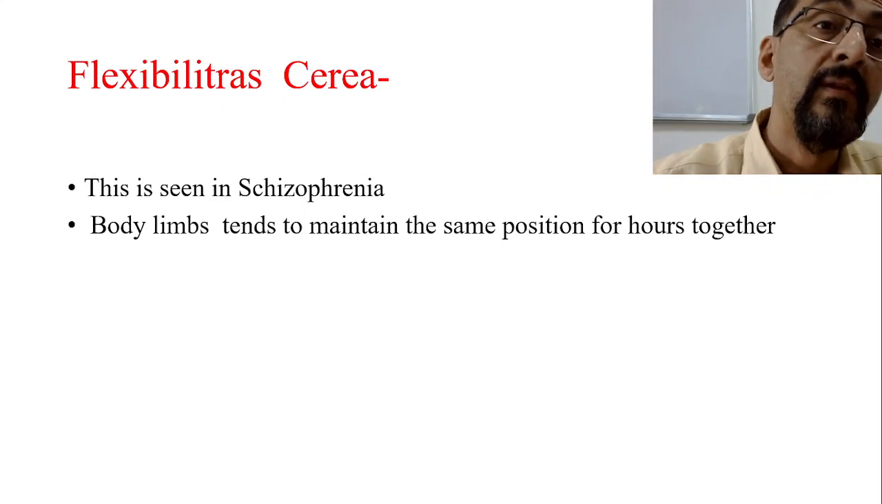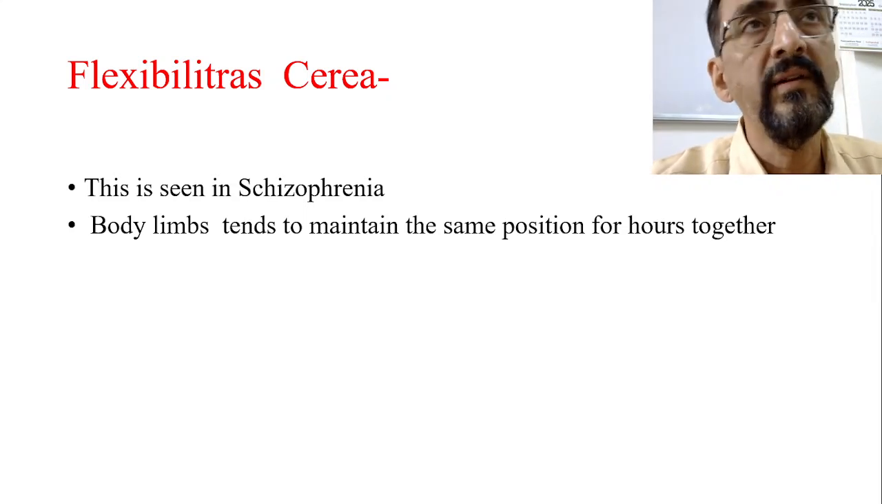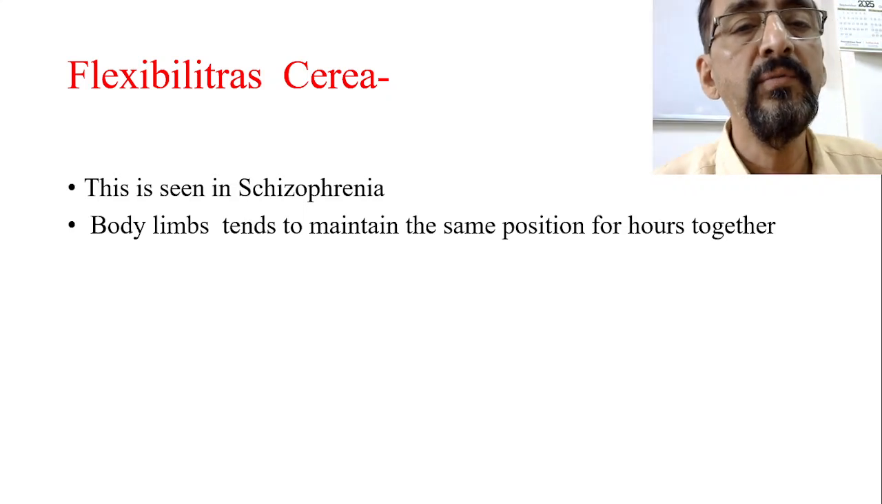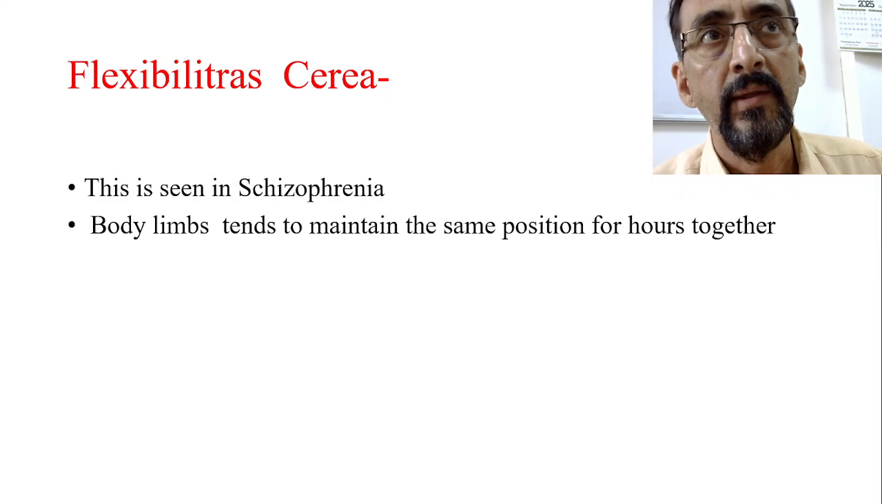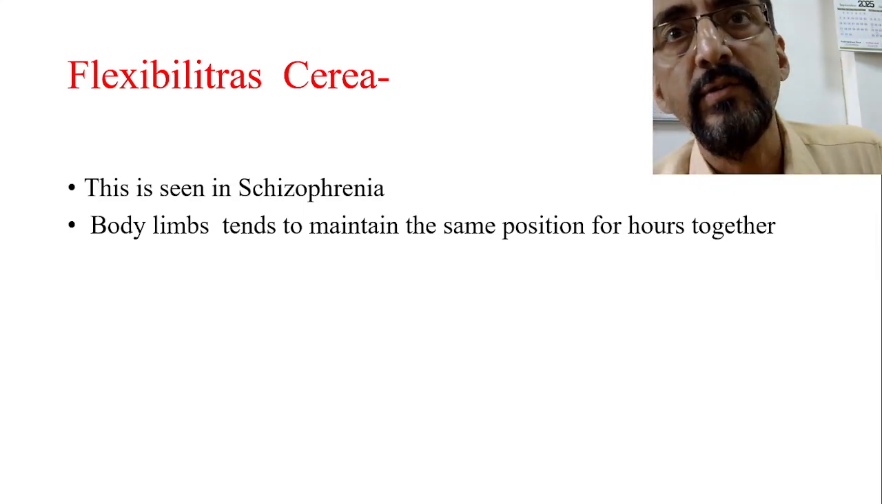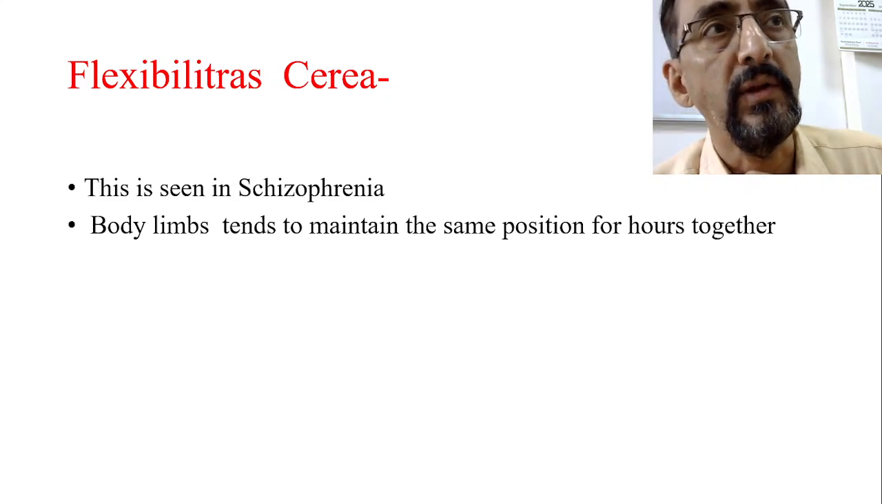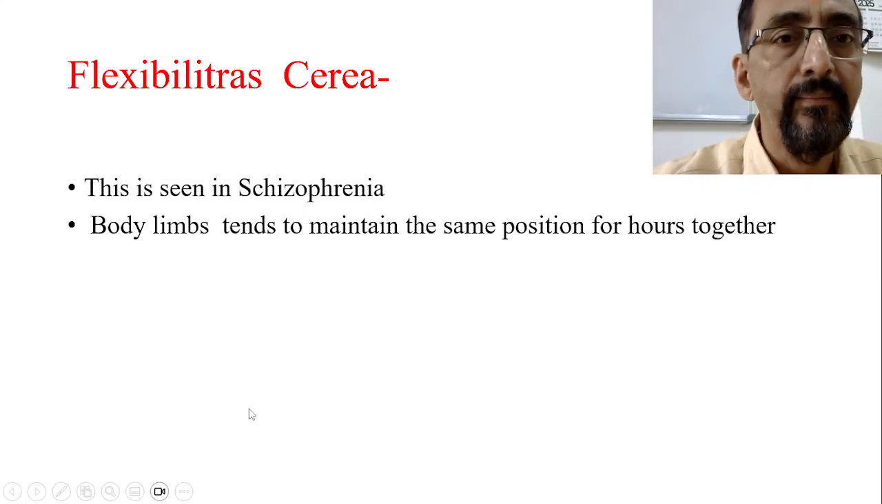One more is flexibilitas cerea. This is actually seen in schizophrenia. Sometimes in patients of schizophrenia, the body and limbs tend to maintain the same position for hours together or even days together. If they are sitting like this, they will keep on sitting in the same position for hours or even up to days. That is called flexibilitas cerea.